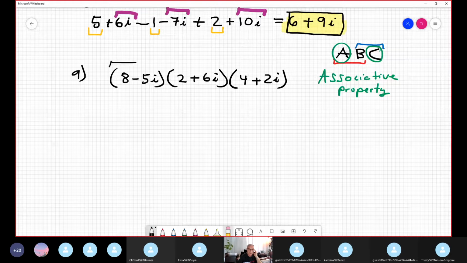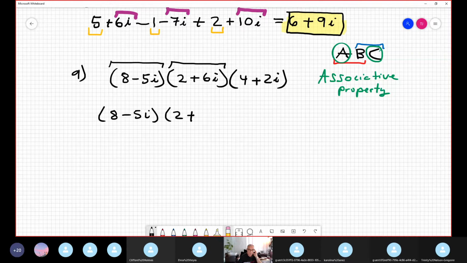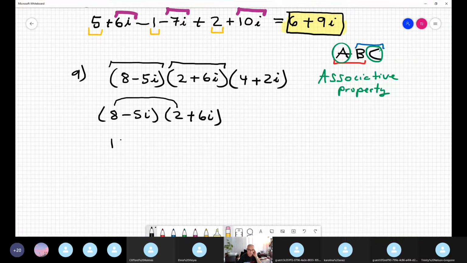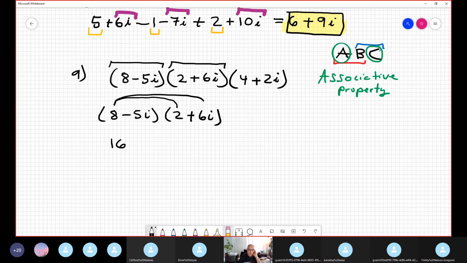I multiply the first and the second. Why not? If you want, copy separately here: 8 minus 5i, 2 plus 6i. You FOIL. Now you FOIL because it's multiplication, and you consider the complex number like a binomial. So multiplication: 16, real. 48i, pure imaginary. Minus 10i, again pure imaginary. And negative 30 i squared.